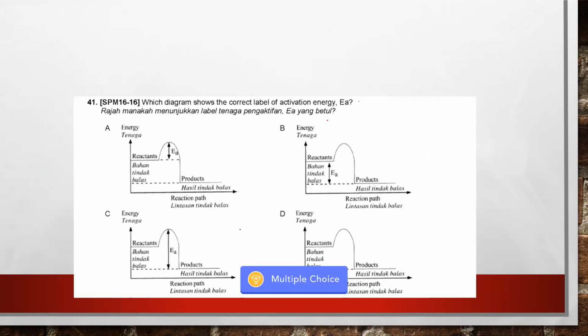What is the correct label for an activation energy? Activation energy, I only can see in one factor. What factor is that? Catalyst. Very good. Only for catalyst, you will see the word activation energy. Now, where is the correct labeling for activation energy? A, B, C, D.